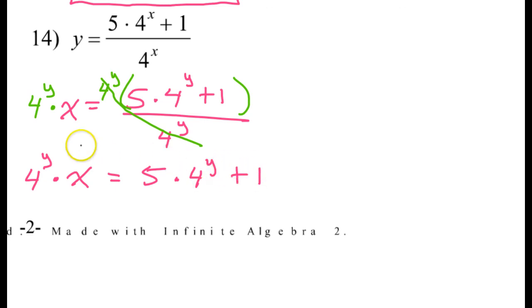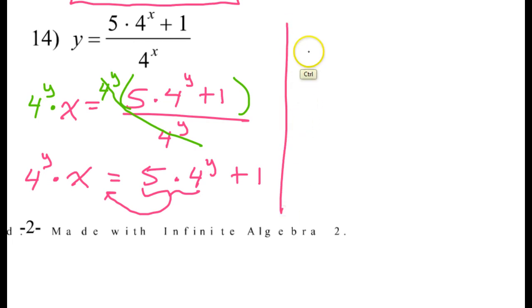Whenever you have your variable, we're trying to solve for y, and I see that my variable is in two different places. So whenever that happens, I want to get all of my terms that have my variable on one side of the equation. So I am going to subtract all of this from both sides. Basically I'm going to move this over, but I'm going to subtract to do that.